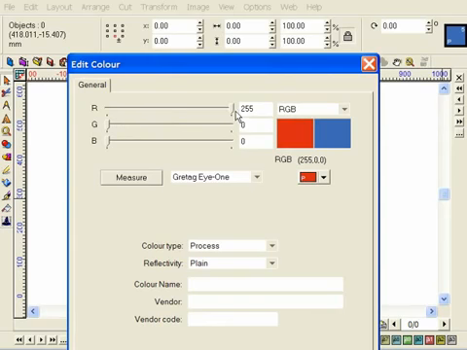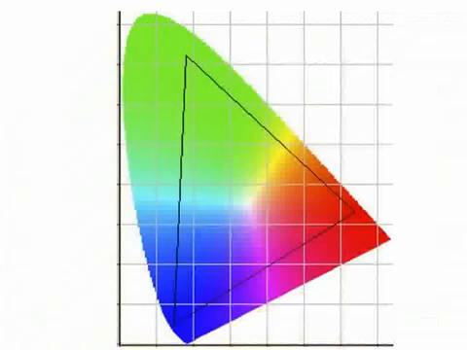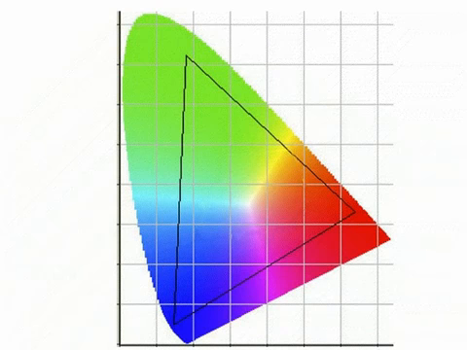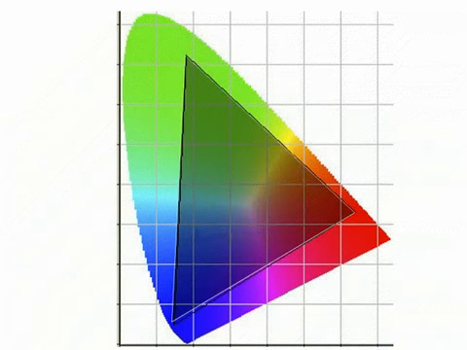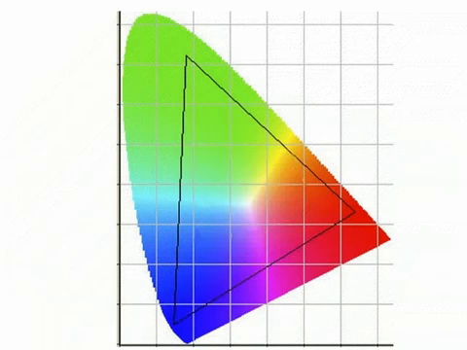The range of colours that can be achieved on a specific device, in this example a monitor, is often referred to as the colour gamut. This illustration displays the colour gamut of my monitor, represented here by the enclosed black line. The larger this area is, the more colours can be achieved.